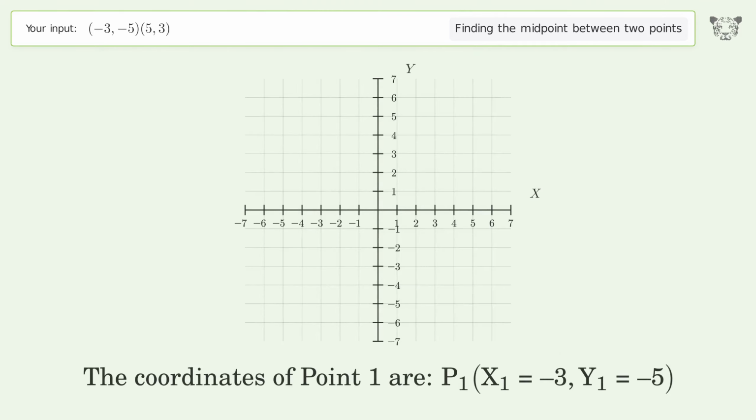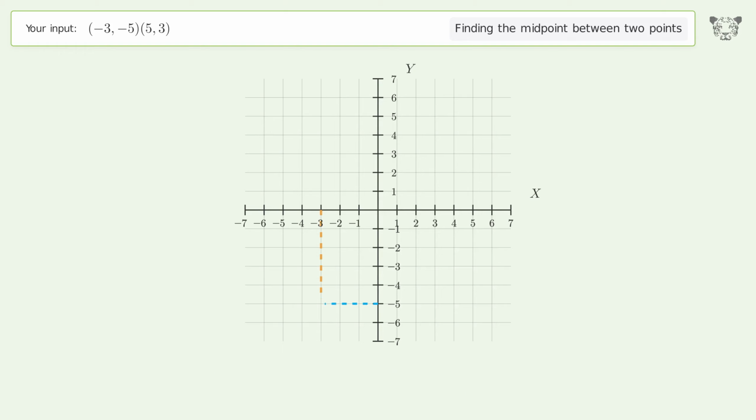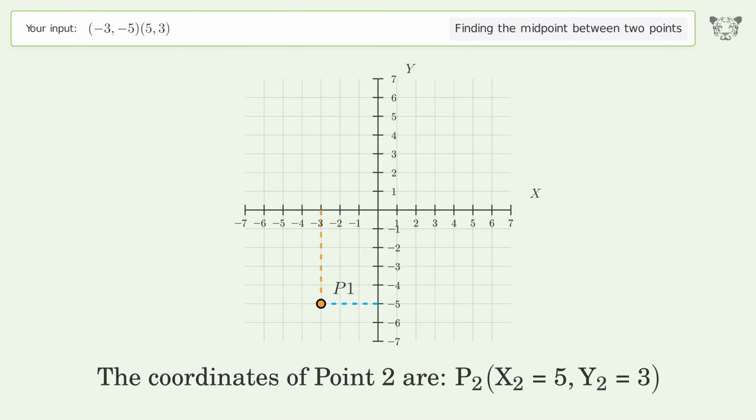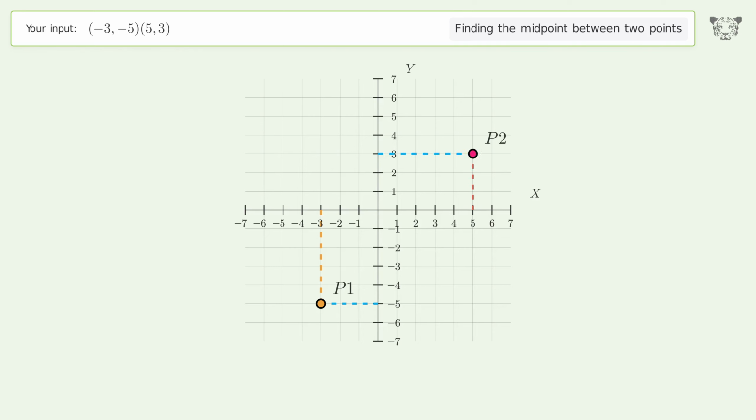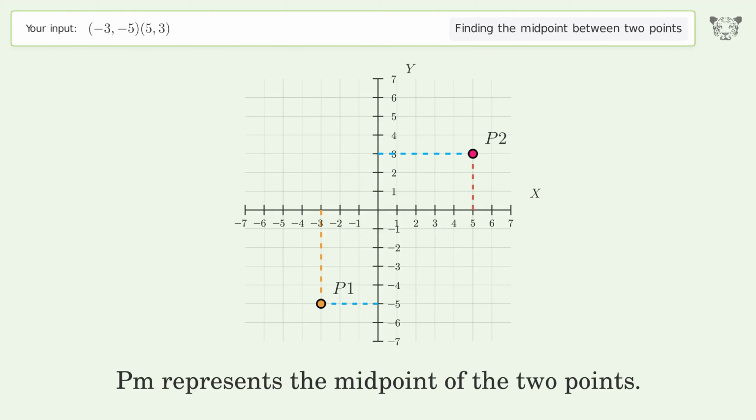The coordinates of point 1 are, x1 equals -3, y1 equals -5. The coordinates of point 2 are, x2 equals 5, y2 equals 3. PM represents the midpoint of the 2 points.